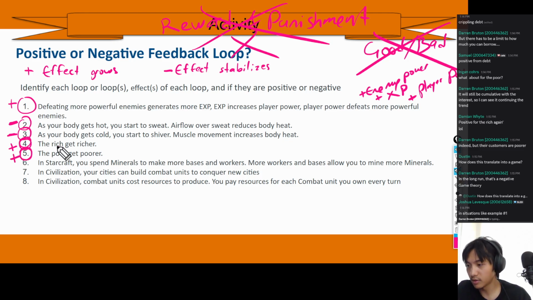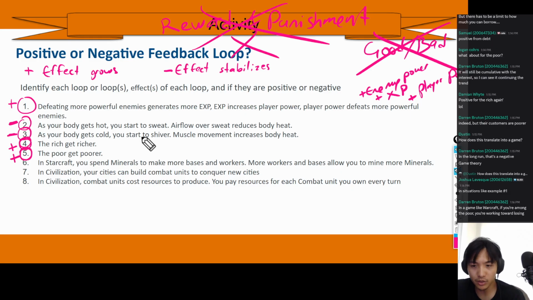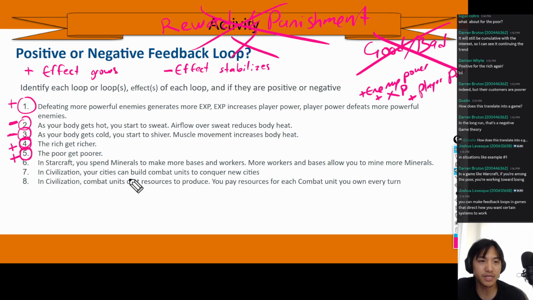Positive feedback loop. Poor get poorer is a positive feedback loop. Remember that. It doesn't matter if it's a good thing or a bad thing. It doesn't matter if it's actually specifically that it's increasing or decreasing. Positive and negative feedback loop isn't about increasing or decreasing specifically. It's about stabilizing or destabilizing.